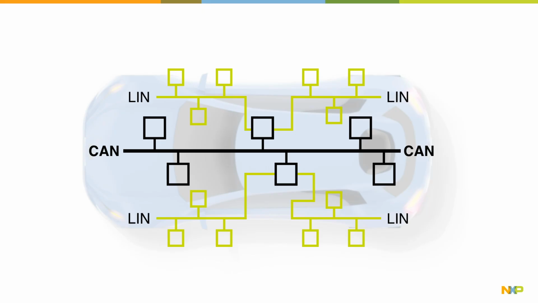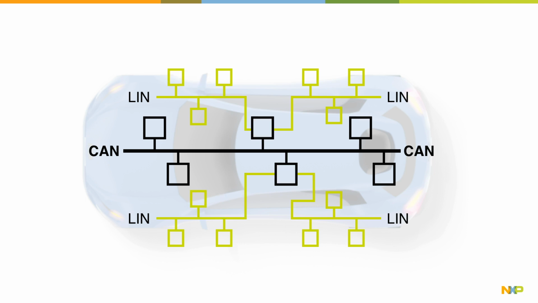Say these 4 LIN clusters signify the 4 vehicle doors. If the driver wants to roll down the passenger window, she pushes a button on the driver door. This triggers one LIN cluster to send a message to another LIN cluster via the CAN bus, telling the second LIN cluster to roll down the passenger window.